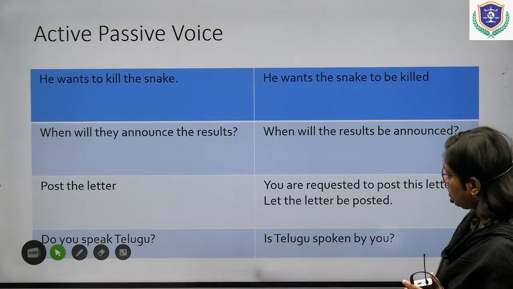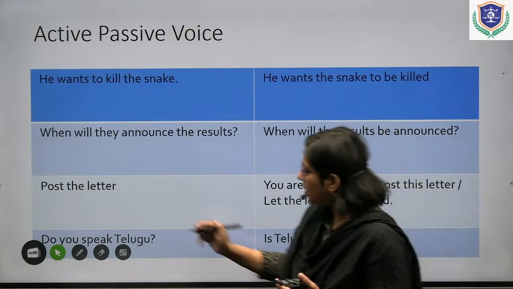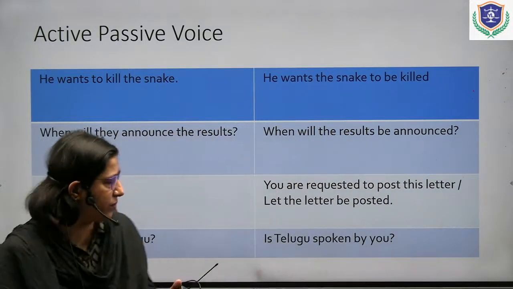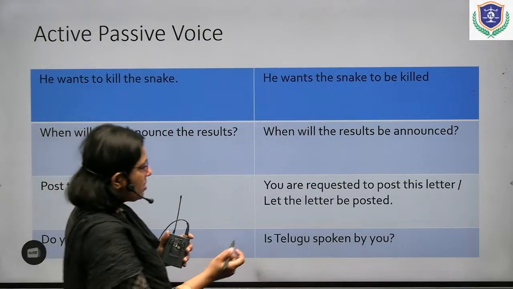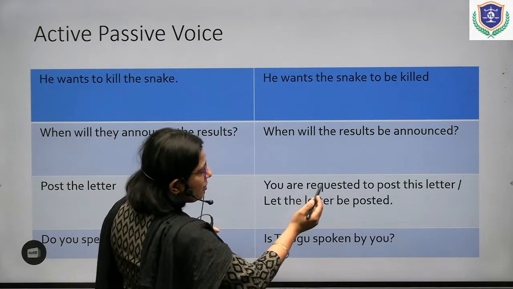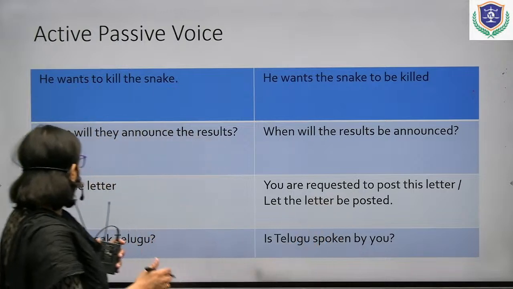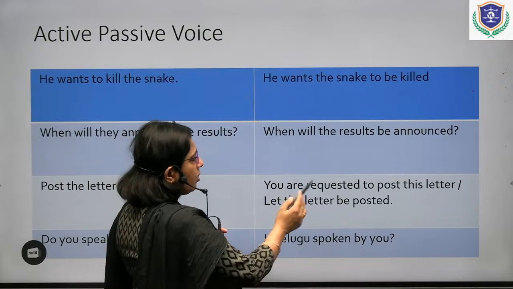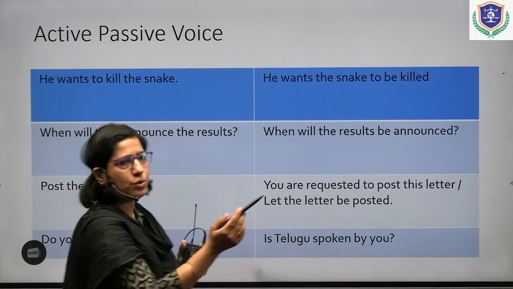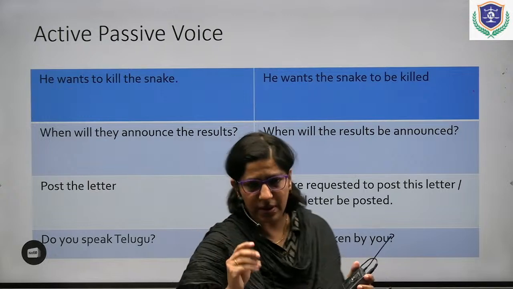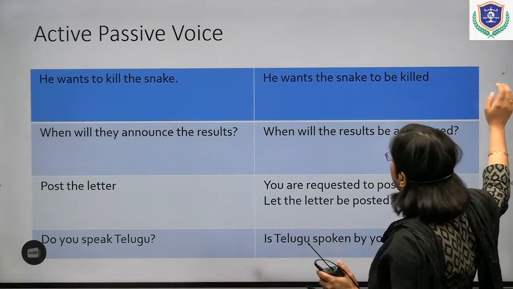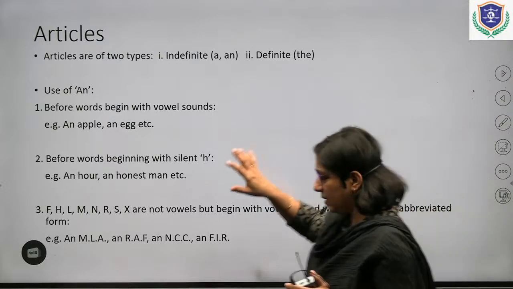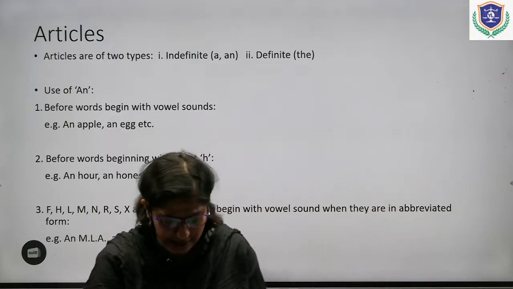If you look at post the letter, now this is more like a request, so if you have options there, like you are requested to post this letter, okay. Post the letter, it can be either a request or an order. So either you are ordered to post this letter, or you are requested to post this letter, as per the kind of sentence it is, you need to go by it. Now here is a recap of what we have done again yesterday.